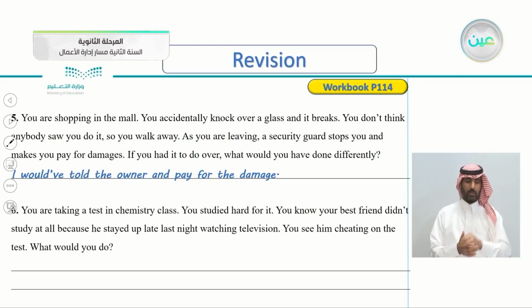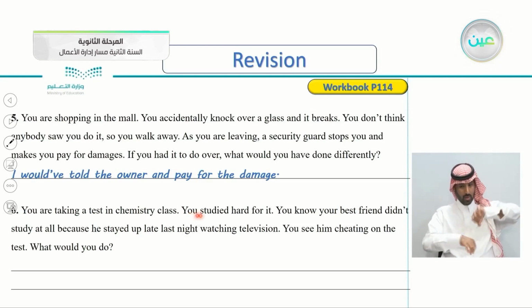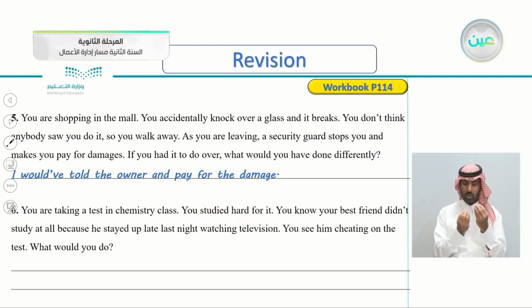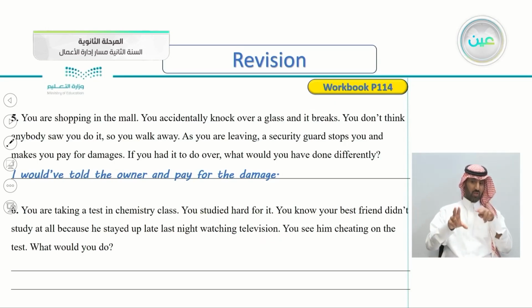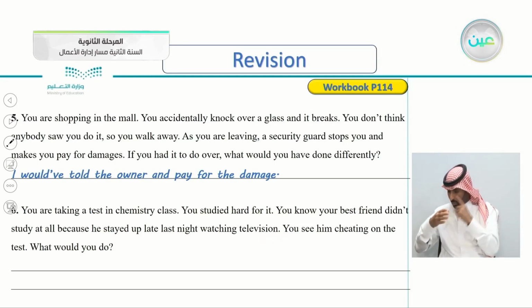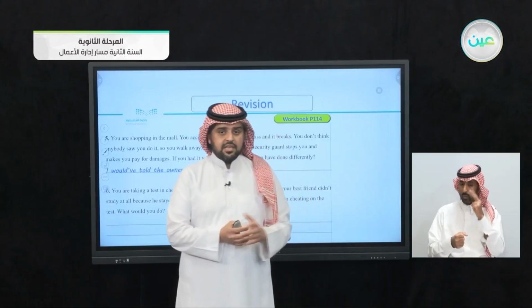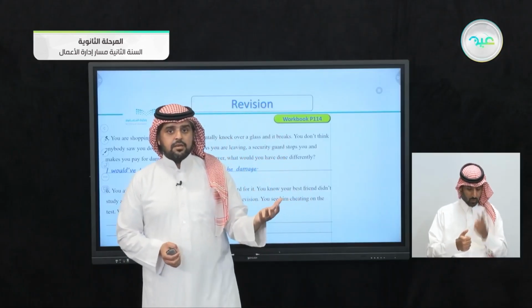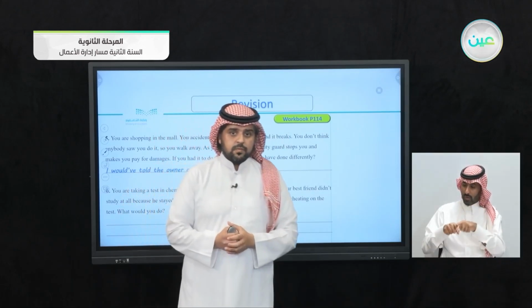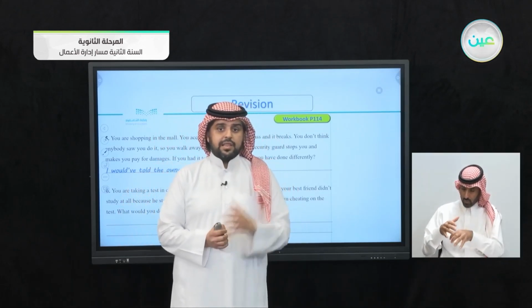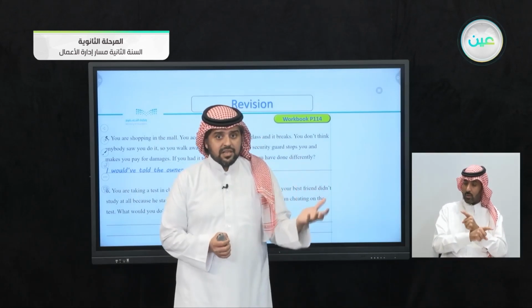Number 6 here, you're taking a test in chemistry class. You studied hard for it. You know your best friend didn't study at all because he stayed up late last night watching television. You see him cheating on the test. What would you do? So while taking a test, you notice your friend is cheating. Will you tell on him or tell the teacher, blow the whistle, if you remember?